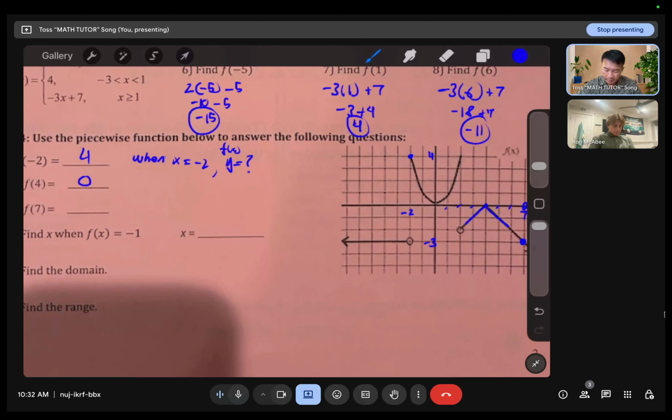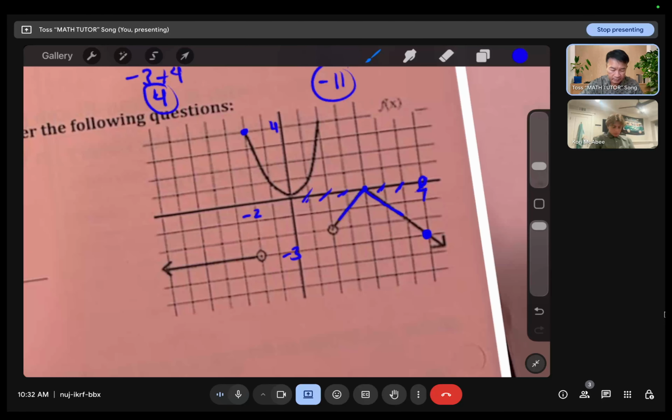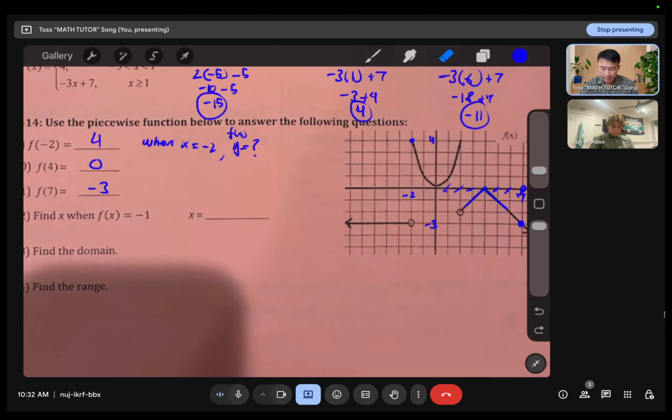So I'm pretty sure. Let me count the 7 again. 1, 2, 3, 4, 5, 6, 7. Yeah, the 7's right there. The y is right here. I don't know why I put the circle above 7. It's just the mark. Okay, that's it. I think you're okay.